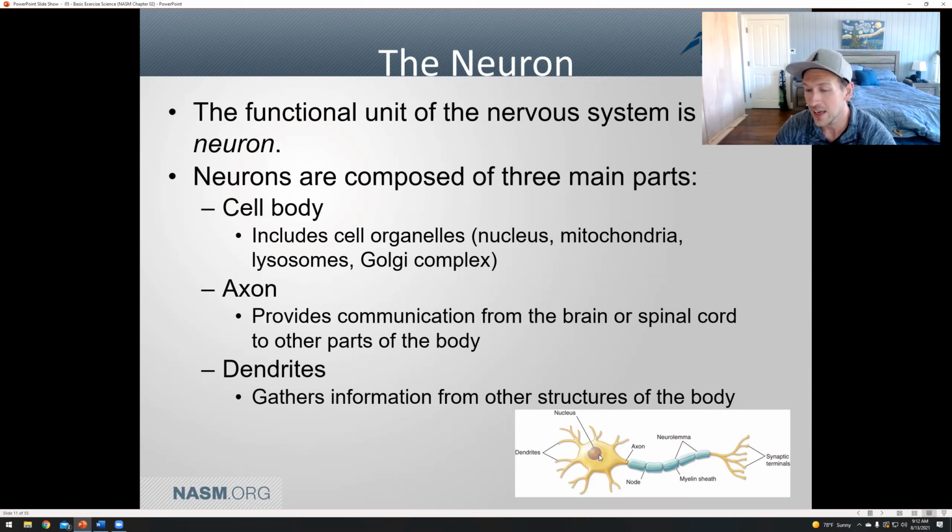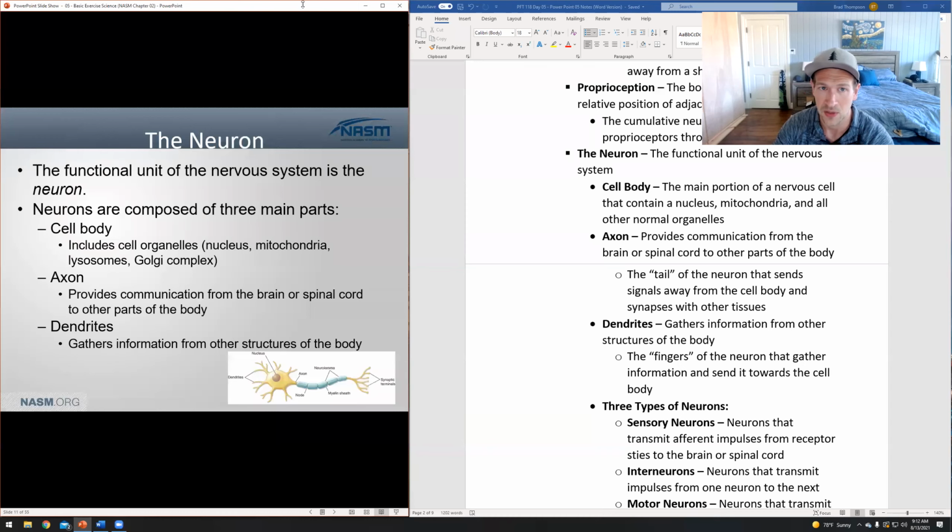And for the record, inside the cell's body, you've got all the normal stuff you're going to see in every animal cell out there. You're going to see a nucleus, mitochondria to produce energy, lysosomes to clean it out and keep it healthy, and Golgi complexes to assemble ribosomes and grow that cell in the direction it's supposed to grow. But one of my favorite concepts that you guys have heard me say before is function follows form. Something needs to look a certain way if it's going to act a certain way.